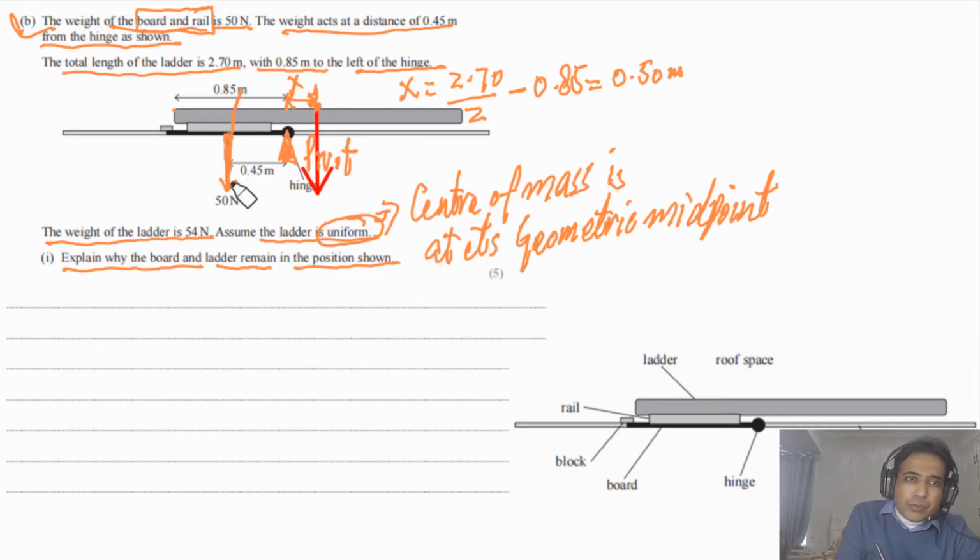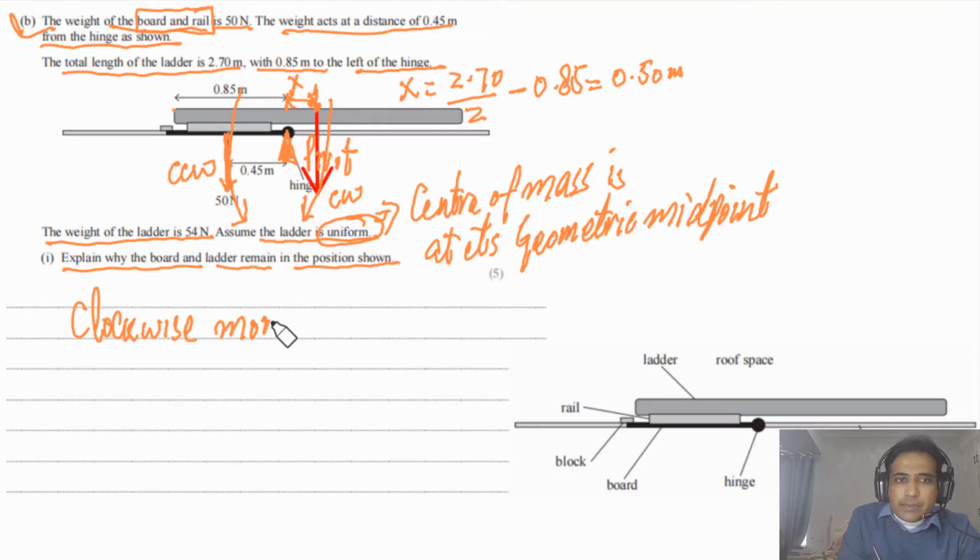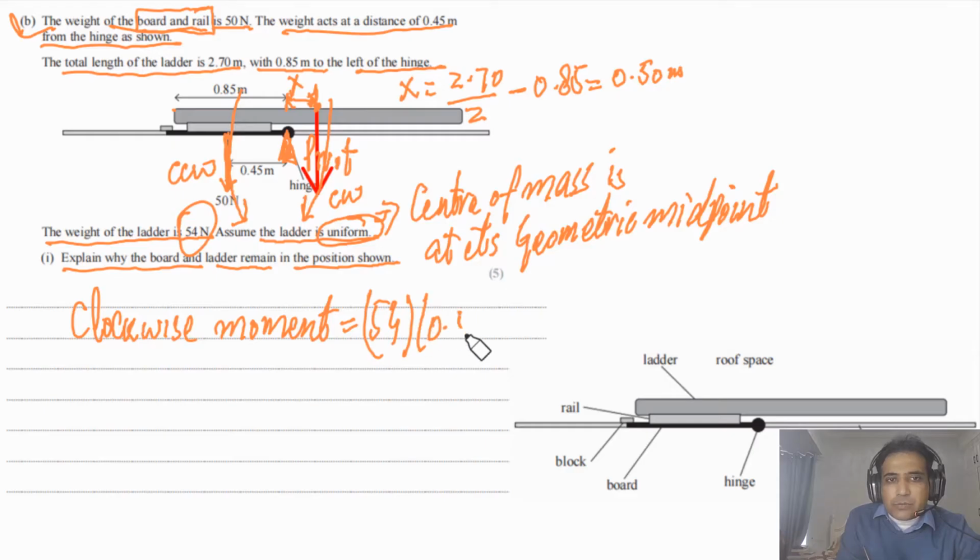So the moment due to this force is counterclockwise, and the moment due to the ladder is clockwise. We can calculate the clockwise moment first of all. The clockwise moment is due to the ladder, so it will be equal to the weight of the ladder, that is 54 newtons, multiplied by the distance, that is 0.5. So we will simply get 27.0 newton meters, and this one is the clockwise moment.